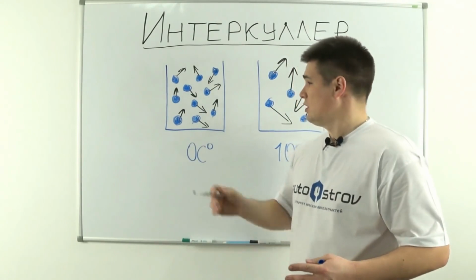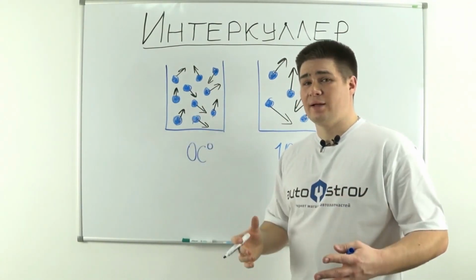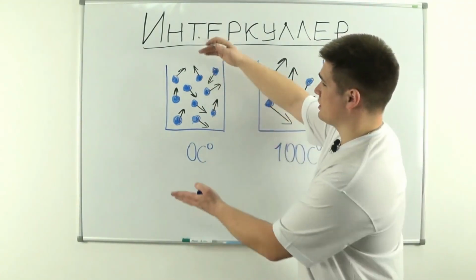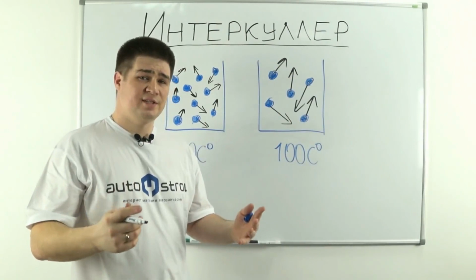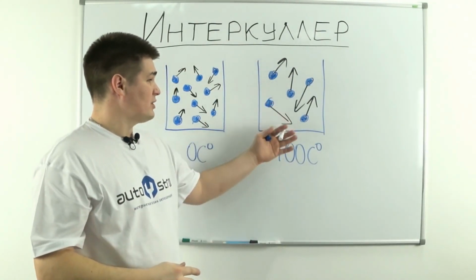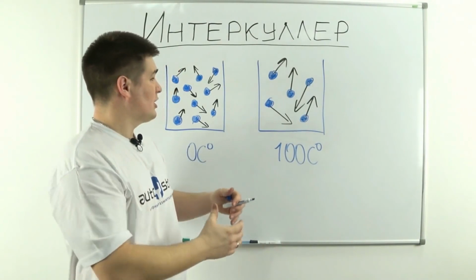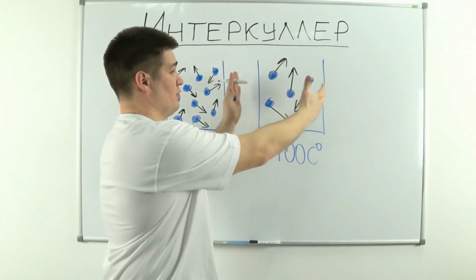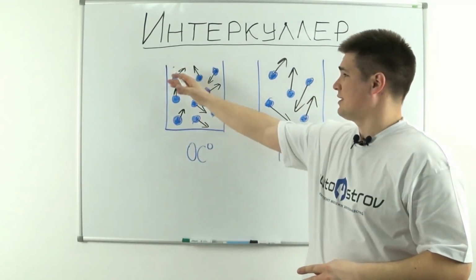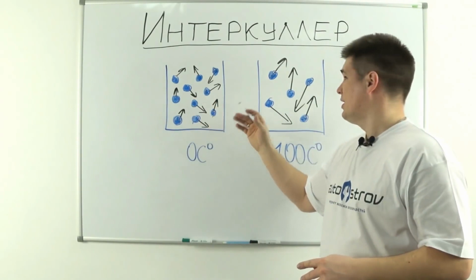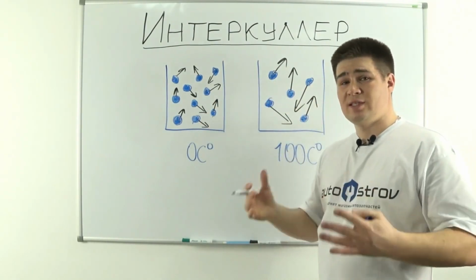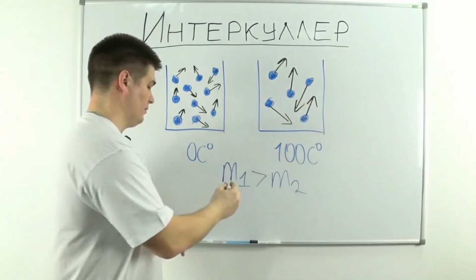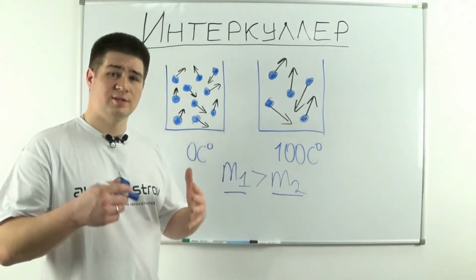At low temperatures, the speed of movement is relatively small, and therefore the air molecules are close to each other and thus occupy a smaller volume. With an increase in temperature, as in the second glass, the speed of movement of the molecules increases, and they begin to bump into each other with greater force, and at the same time occupy a larger volume. So at low temperatures, more air molecules fit in the glass than at high temperatures. In other words, the mass of air in this glass is greater than the mass of air in this one. Mass 1 is greater than mass 2.